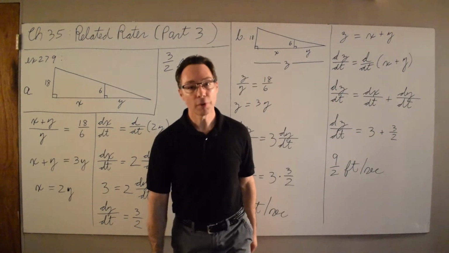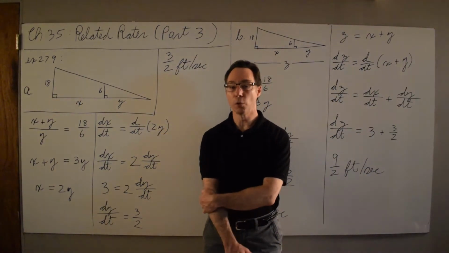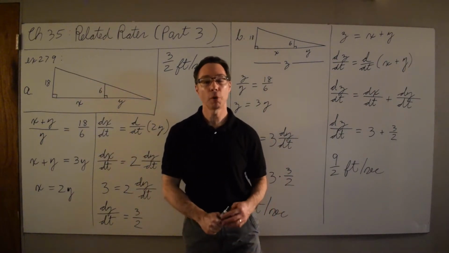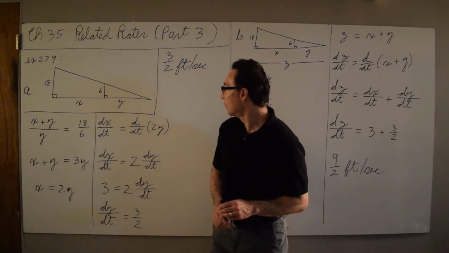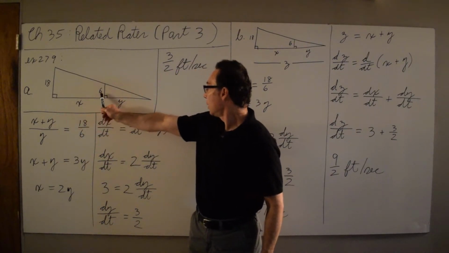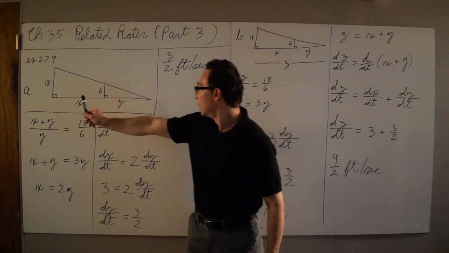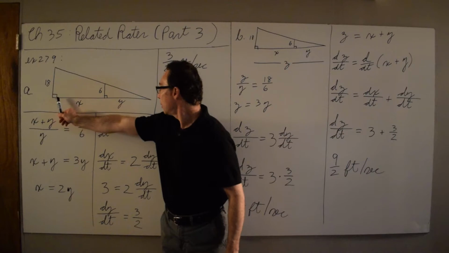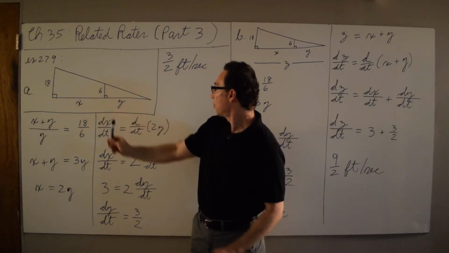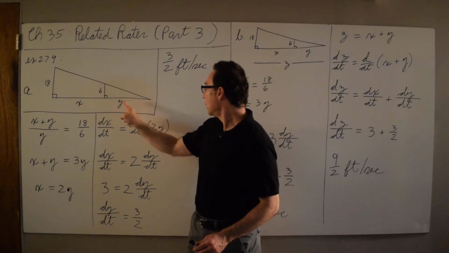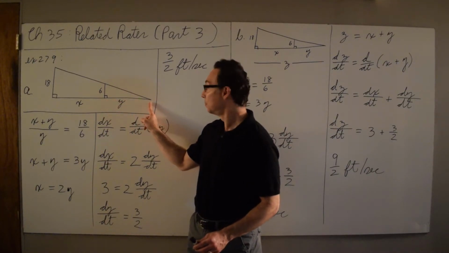This is the third part of the video on the chapter on related rates, and we're going to look at example 279, parts A and B. Here the situation is we're given the height of a person is 6 feet, the lamp post is 18, we're given the rate of change that the person's walking away from the lamp post, and we're being asked for the rate of change of the length of his shadow.